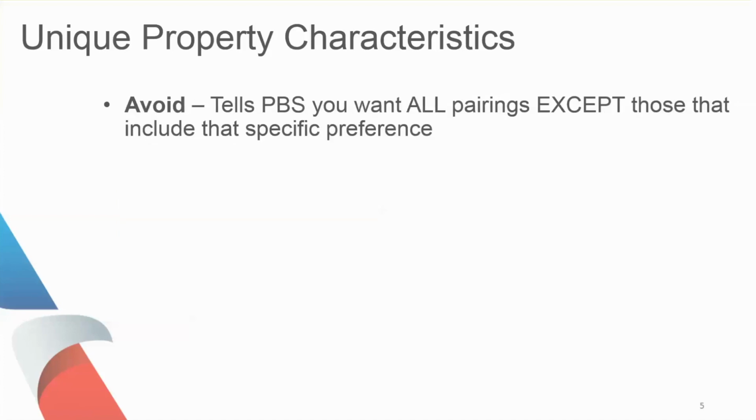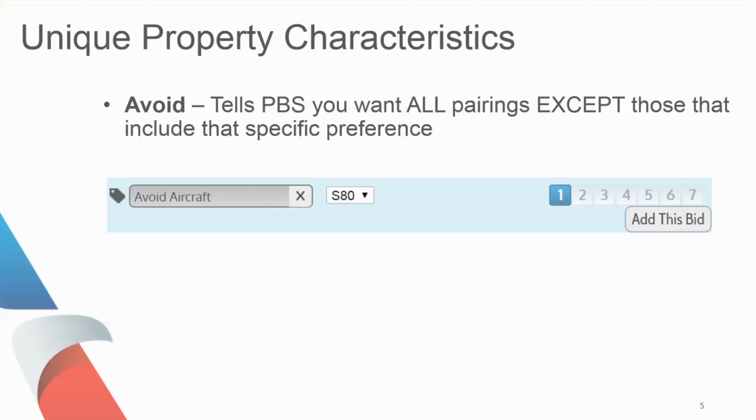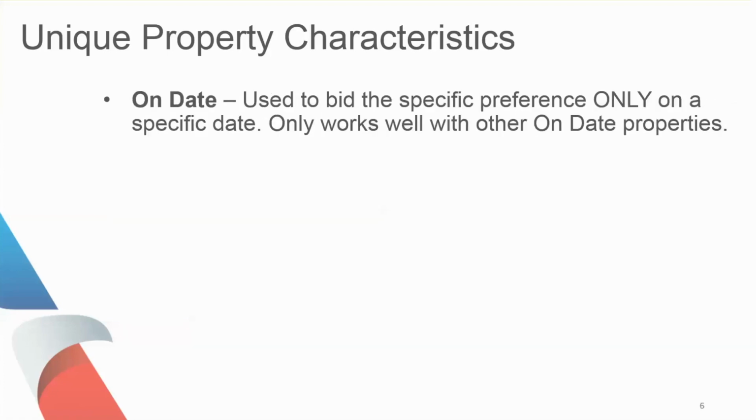Avoid tells PBS you want all pairings except those that include that specific preference. This example shows the property avoid aircraft and the preference is Super 80. This tells PBS I want everything except anything that flies on the Super 80.